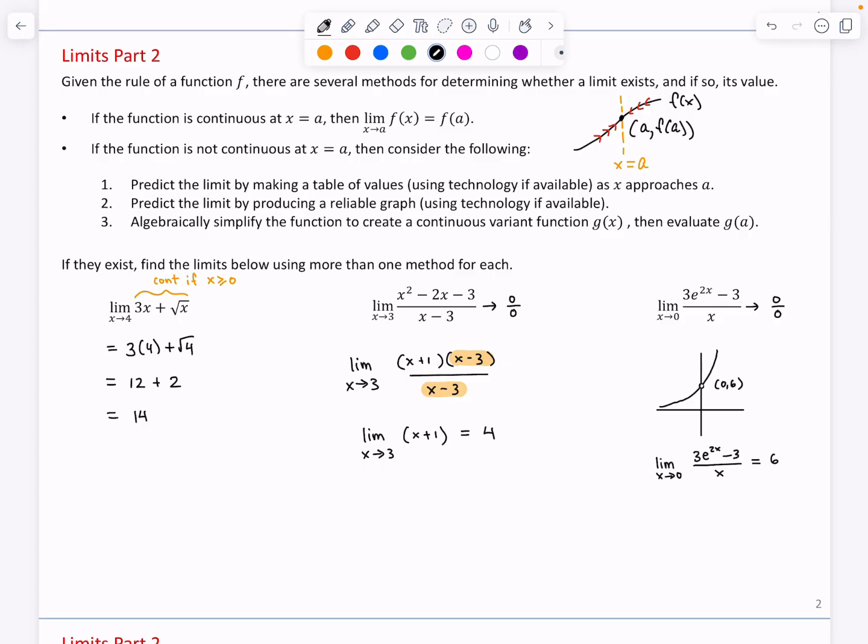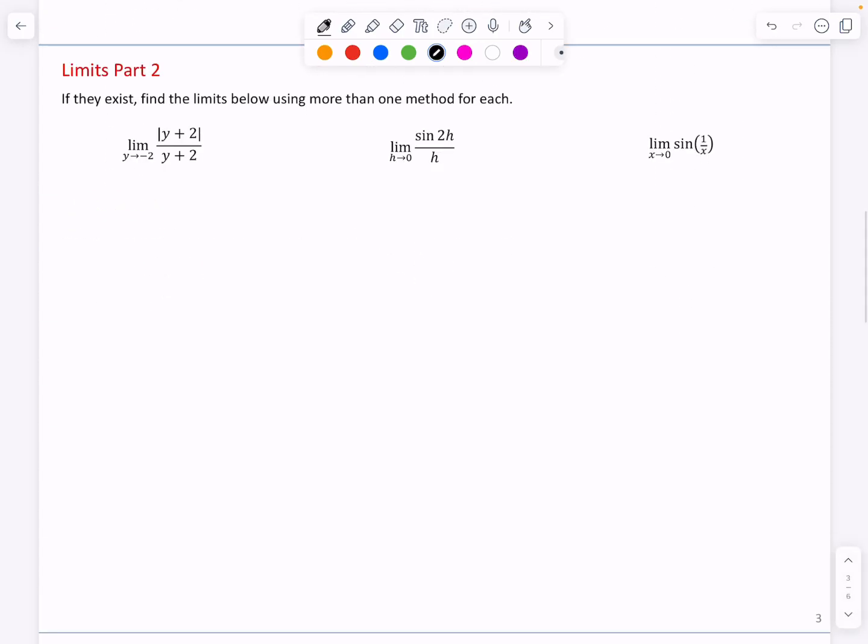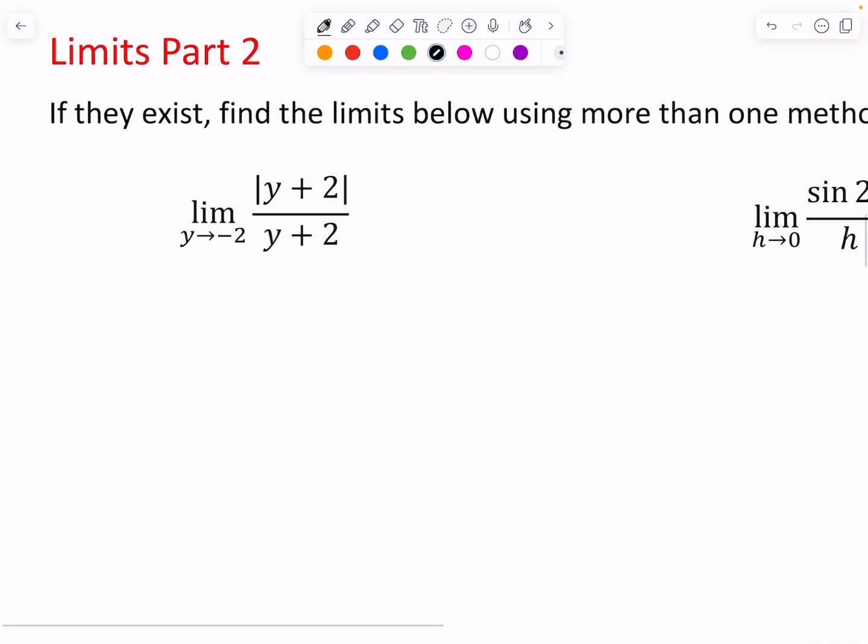Let's go to the next page. If they exist, find the limits below using more than one method for each. Now you'll notice that I've switched some of my input variables to different letters. In this first case, my input variable is y. So when we make a graph, the horizontal axis will be y, not the vertical. The vertical axis would be some other letter.